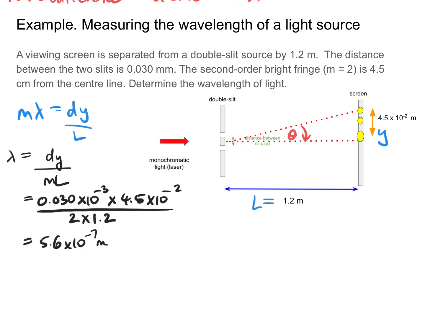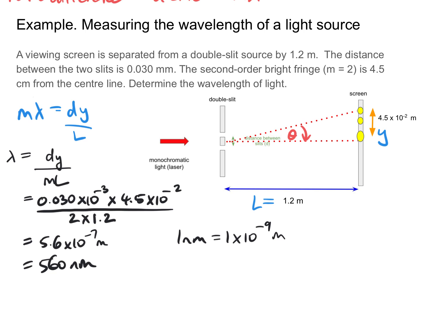When dealing with wavelengths of light, it's really handy to give your answer in nanometers. So remember that 1 nanometer is equal to 1 times 10 to the power of minus 9 meters. So if we divide this answer by 1 times 10 to the power of minus 9, we'll convert our answer to nanometers, and that will give us 560 nanometers.